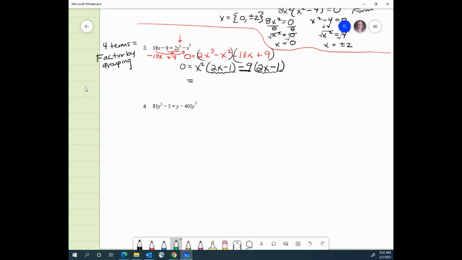So remember, the outside comes together, so x squared minus 9. And then my two identical sets of parentheses come together to make one parenthesis here equals 0. So here we are, factored form.